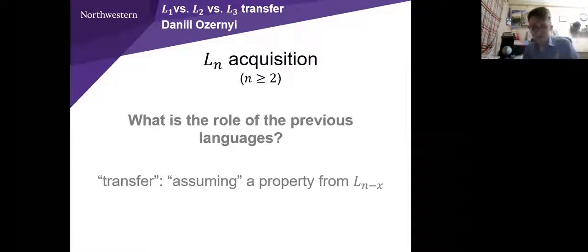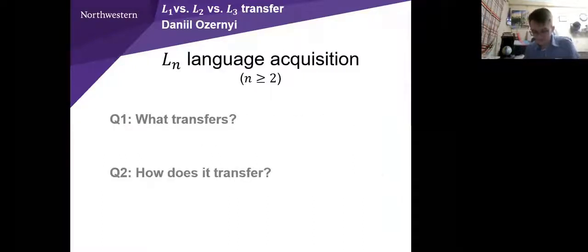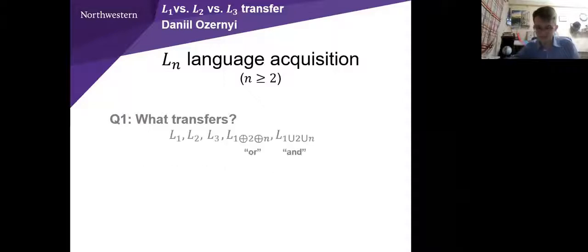Now, the big question I mentioned can be split down further. For example, if we take apart the first question with respect to transfer, we might get the two which I want to draw your attention to as well. Firstly, what transfers? And secondly, how does it transfer? Let me consider now the first question in greater detail.